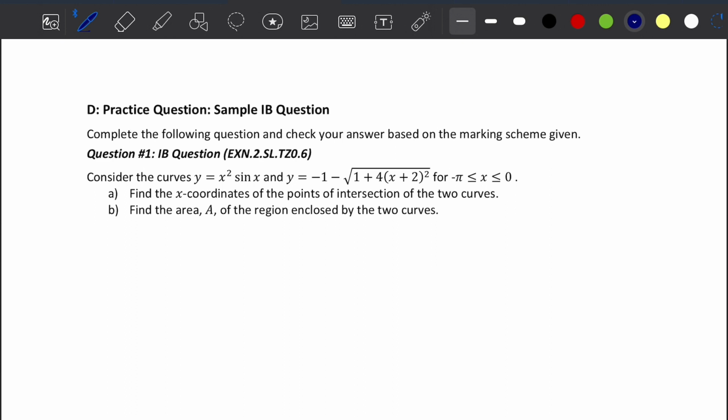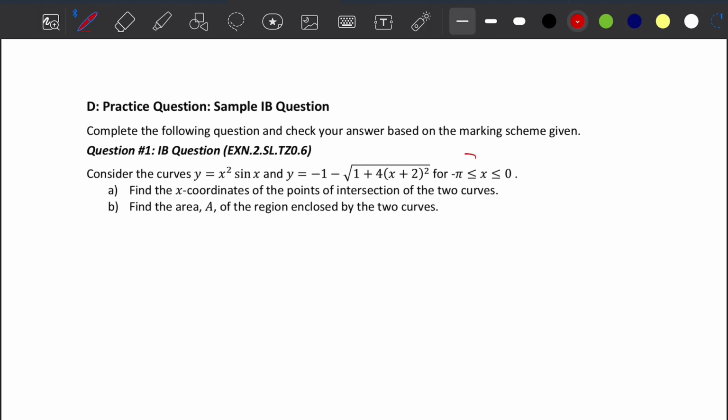So before starting this question, you have to check the condition of the GDC, right? This is paper 2, so you're going to use the GDC, and your GDC needs to be in radian mode. Why? Because your range is given in radians, okay?